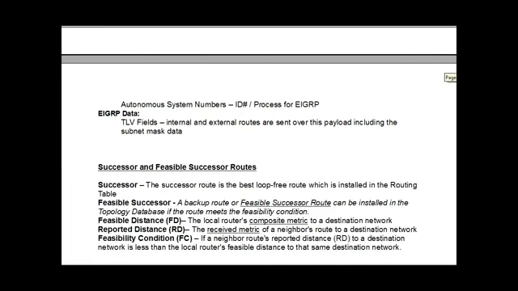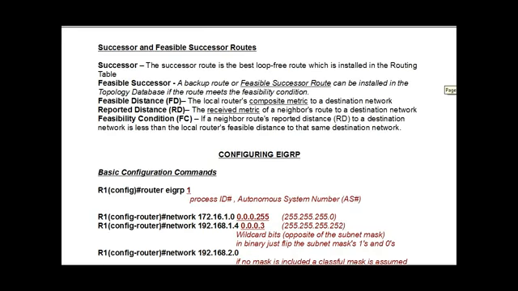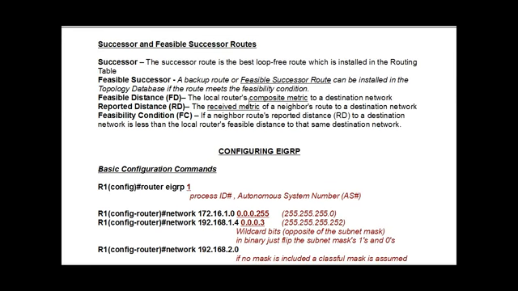All right, and down here we'll keep talking. Successor and feasible successor routes. A successor route is very simply the best route. That's the route in the routing table that DUAL computes to find the best route to a destination network. A feasible successor is going to be a backup route, and that's going to be in the topology table or topology database. To have a feasible successor, the route has to meet the feasibility condition.